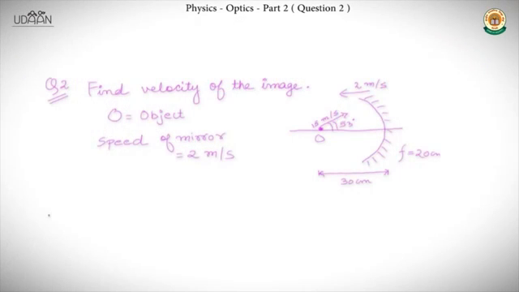In this question, there is a concave mirror and the setup is shown in which an object is placed in front of it. The object's initial distance from the mirror is given as 30 centimeters. The mirror's focal length is given as 20 centimeters. Now, the object has a velocity of 15 meters per second at an angle to the principal axis, that is 53 degrees. Also, the concave mirror has a relative motion and it moves at a speed of 2 meters per second towards the object. Now we have to find the velocity of the image.